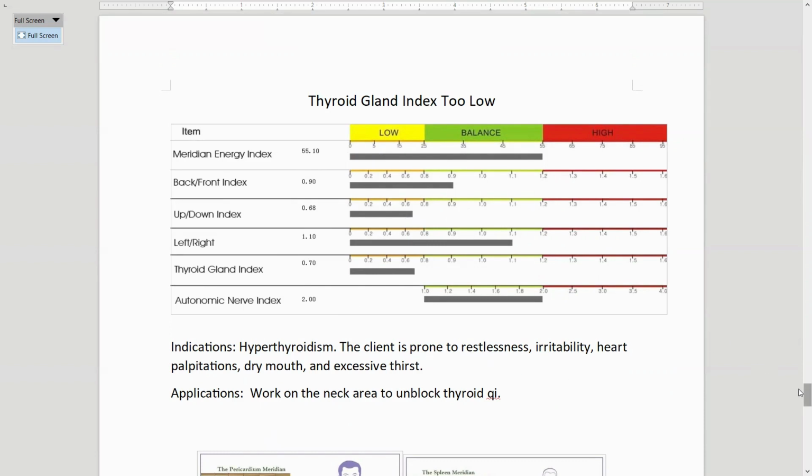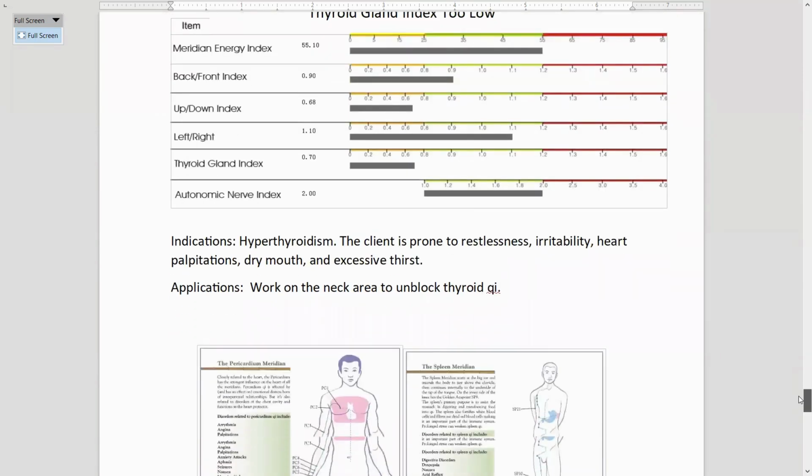When we see issues with the thyroid gland, what we really like to work on is the top of the upper trap. So when we think about where the lung shu point is, I would go just above that. It's basically upper trap right at the nape of the neck is what we associate with the thyroid glands.